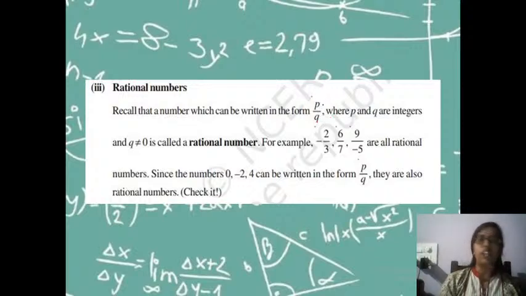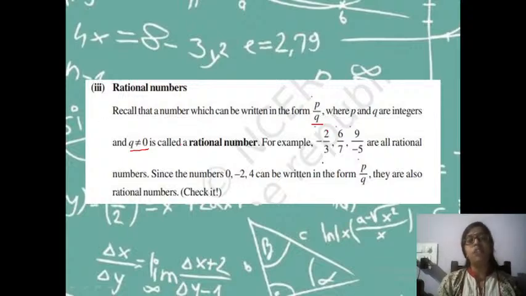That is nothing but any fraction, like 2 by 3 or 5 by 6 or any rational numbers, where p and q are integers and q should not be equal to 0. We have the numerator and the denominator, p by q, where q is not equal to 0. That is called a rational number. For example, we have minus 2 by 3. It is a rational number.